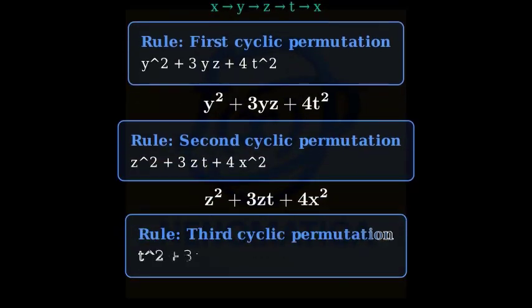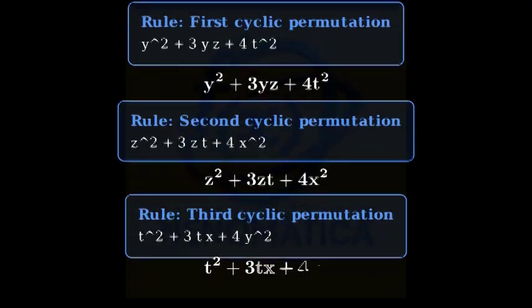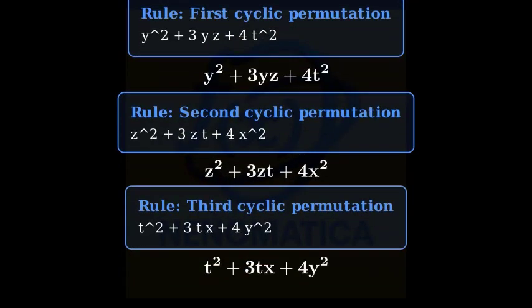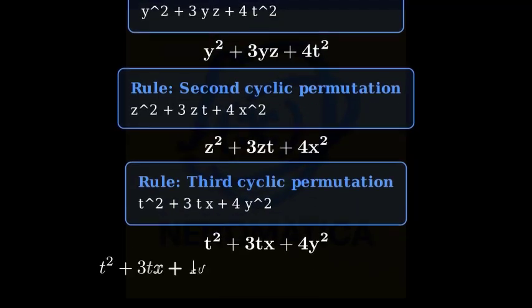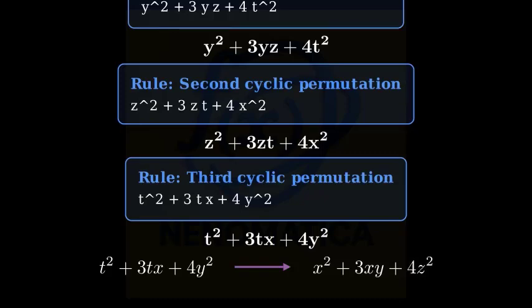Rule: third cyclic permutation. Step 7. Apply the rotation a third time. We get t squared plus 3tx plus 4y squared. Step 8. Note: if we apply the cyclic permutation once more, we return to the original expression.